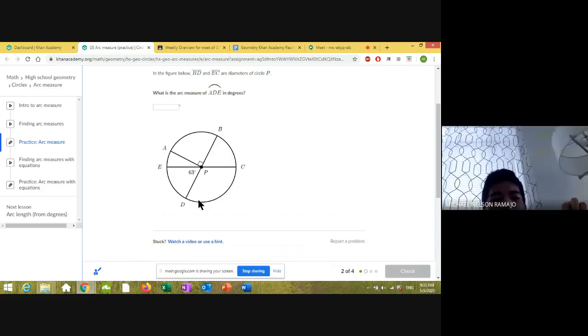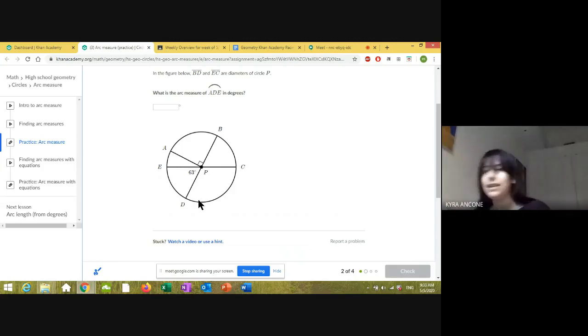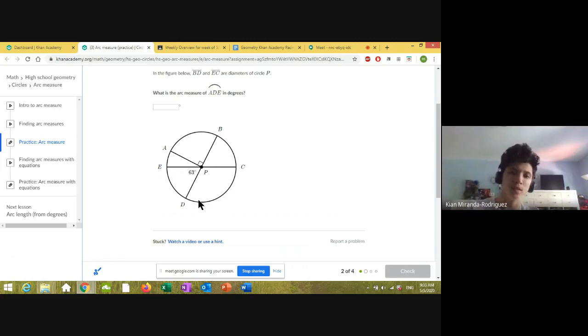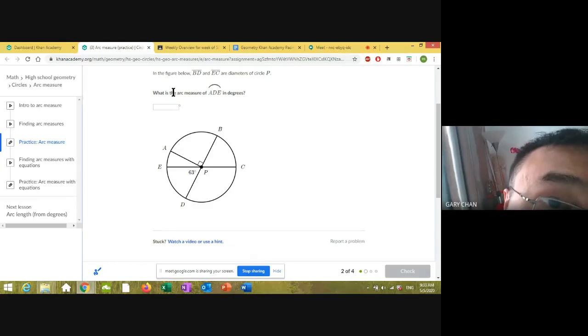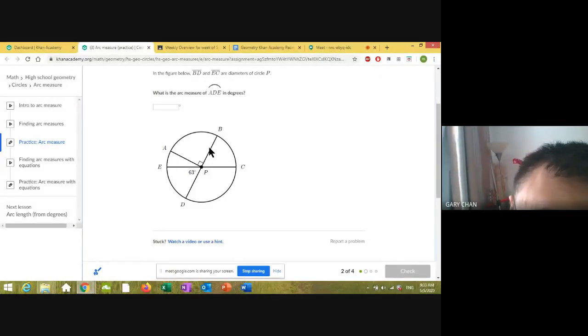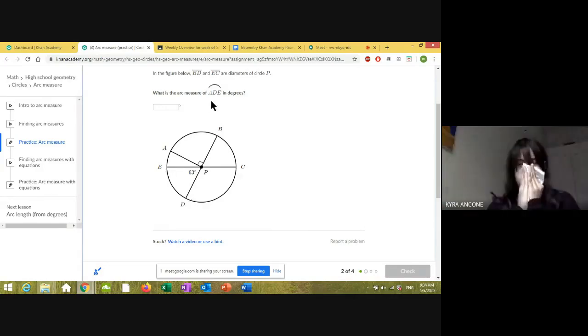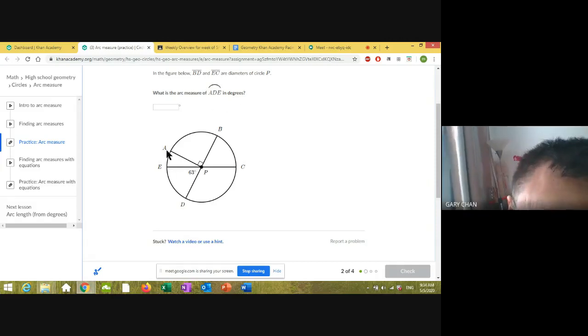Wait, can't we do 63 plus x plus 90, since angle ADE is part of angle BD, so technically that would be 180? Is ADE 90, because it's already lining up with the diameter? Hold on. In the figure below, BD and EC are diameters of circle P. So BD and EC are diameters. What is the arc measure of ADE in degrees? A, D, and then go back to E.